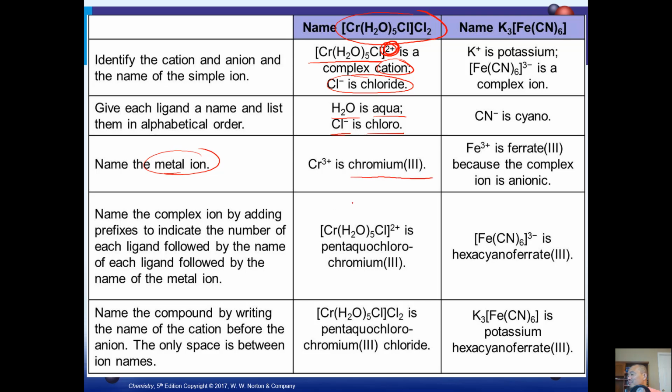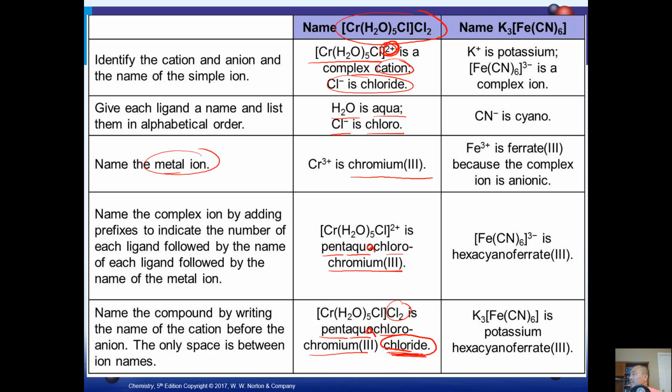Okay, so we put everything together. Do remember aqua is actually before chloro, so we call this pentaaqua, and then you have chloro. Then it's chromium 3. Okay, put everything together. Pentaaquachlorochromium 3 chloride. This chloride again is the counterion, so you don't call this chloride chloro, or else it would be wrong.